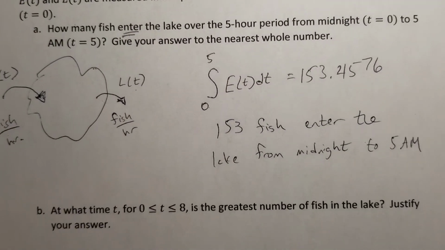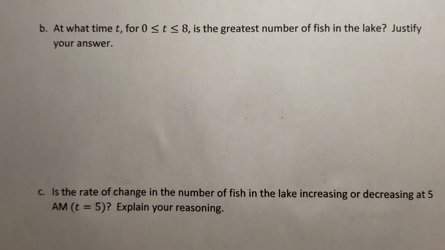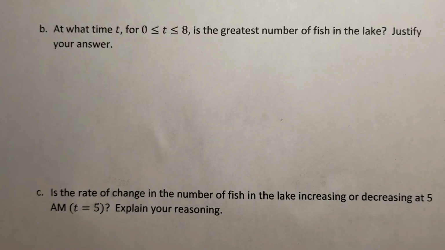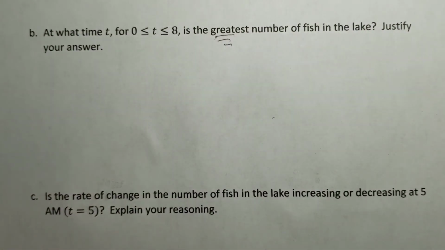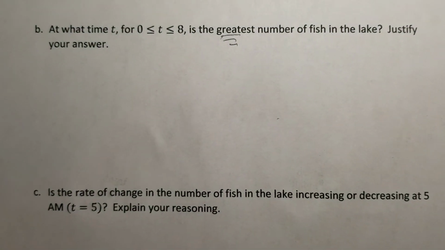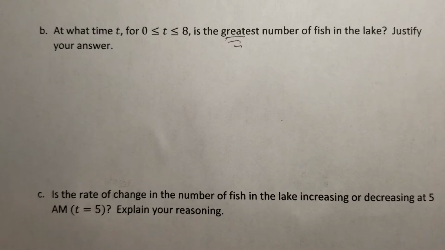All right, let's go ahead and drop down to letter B. B says, at what time t, for the interval from 0 to 8, is the greatest number of fish in the lake, and justify your answer. That greatest sure sounds an awful lot like a maximum value, and in this case, an absolute maximum value.